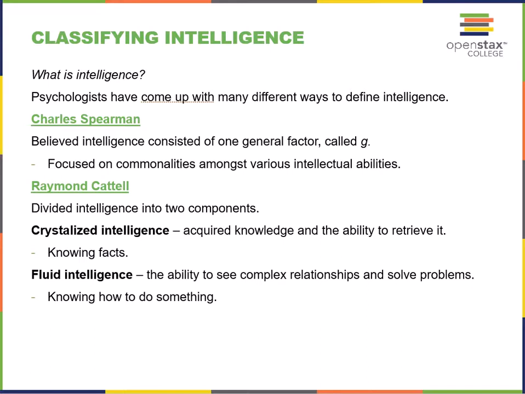Raymond Cattell broke these down into two types of intelligences. Crystallized, which is all the knowledge you've gained, and fluid intelligence, which is the ability to problem solve and think on the fly. Crystallized intelligence continues to grow throughout your life, whereas fluid intelligence starts to wane after you get to about 25.